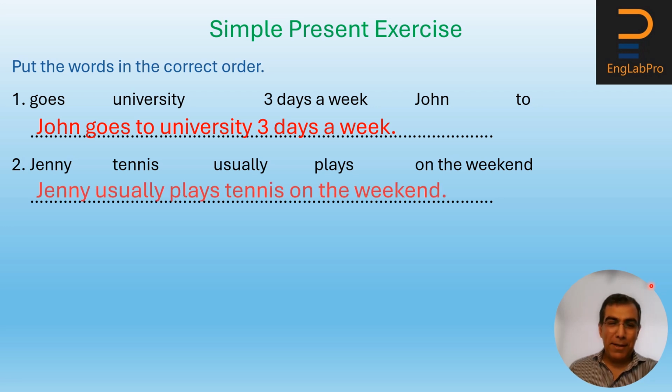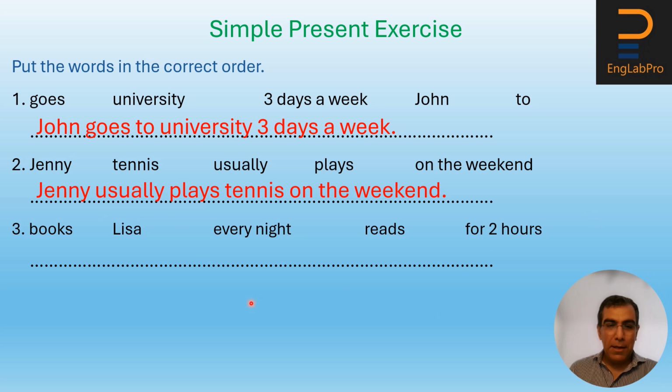Well, the answer is Jenny usually plays tennis on the weekend. Remember that usually is one of the adverbs of frequency that goes before the verb. 3. Books. Lisa every night reads for 2 hours. Well, the answer is Lisa reads books for 2 hours every night.